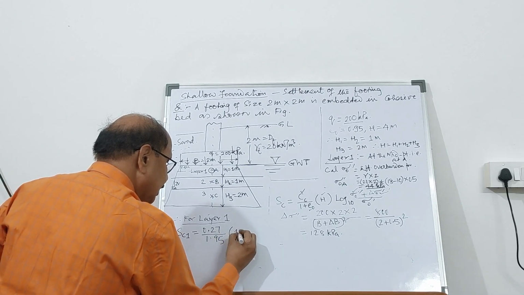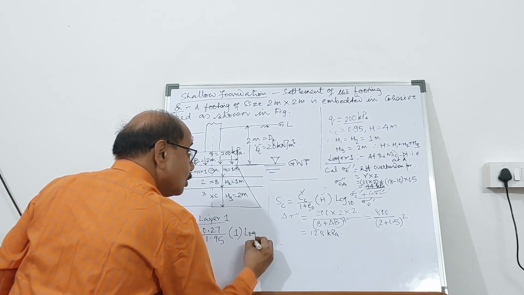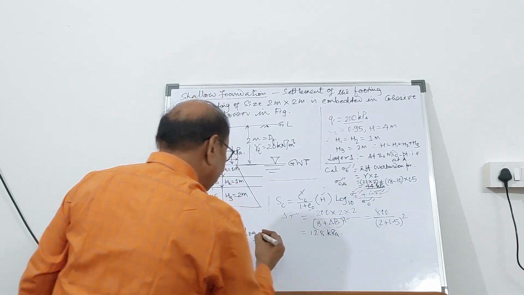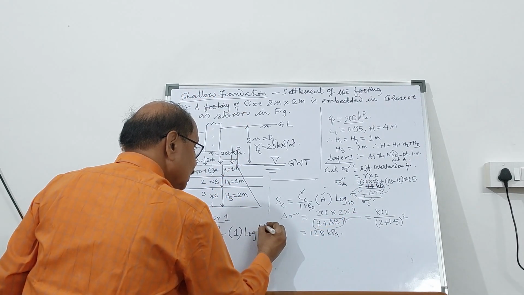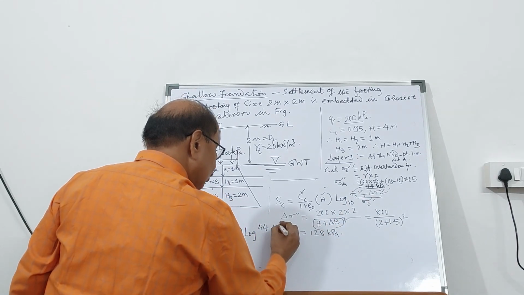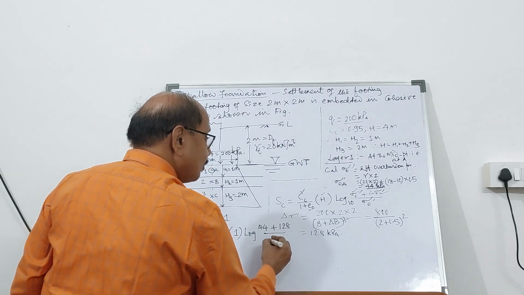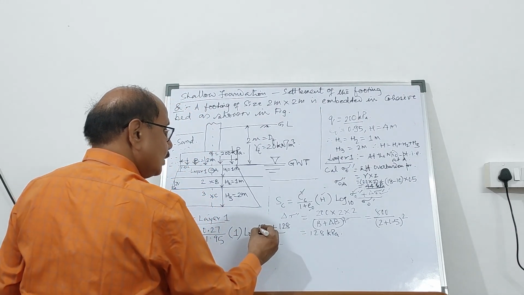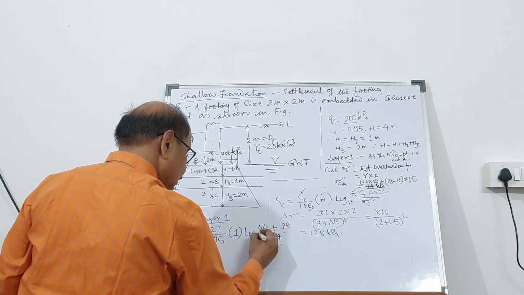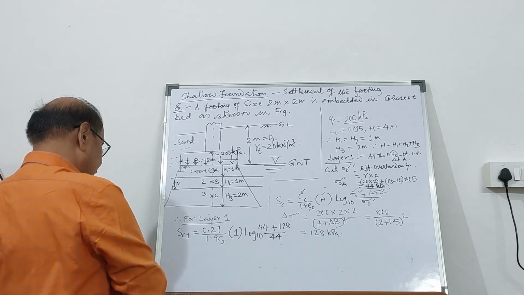H1 is 1 meter into log of (sigma naught prime is 44 plus delta sigma prime is 128) divided by sigma naught prime, which is 44, to the base 10. So if we calculate, we will be getting the value of SC1.